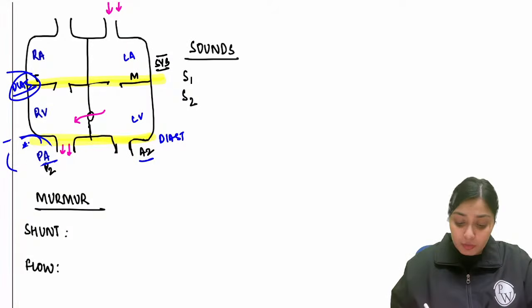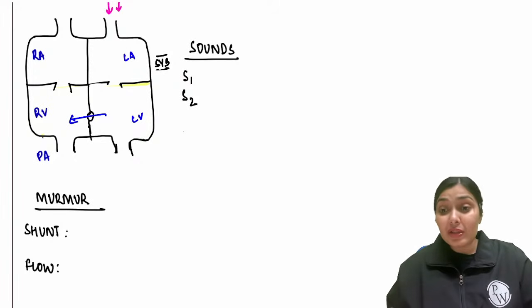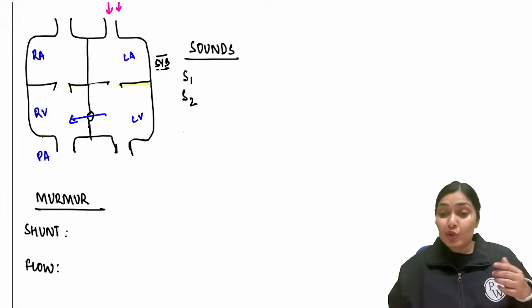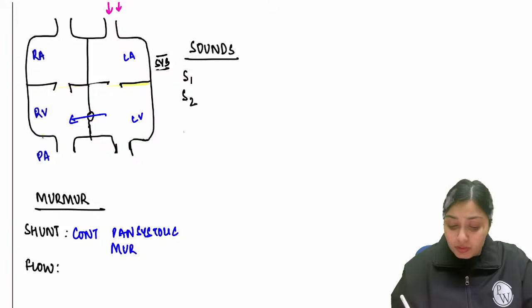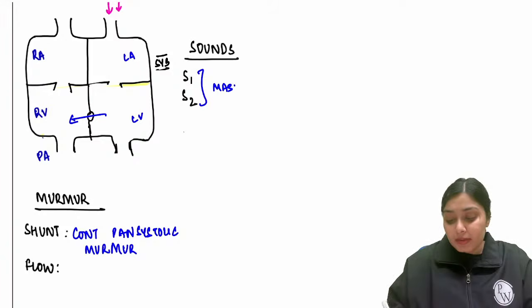First, the shunt murmur. What is the shunt murmur over here? The shunt over here is in between left ventricle and right ventricle. Is the pressure difference between these two chambers high? Yes. So I will appreciate a continuous pansystolic murmur. And this murmur is so loud that both my S1 and S2 are masked by the murmur. Then comes the flow murmur.